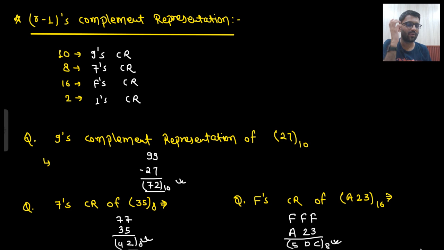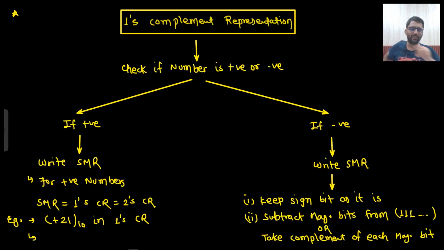What is important? Because our computer will understand binary only, 1 or 0, the important one is 1's complement representation. This is the important part. So you need to check first, what is the procedure? You need to check if the number is positive or negative. If the number is positive, then the signed magnitude representation will be the 1's complement, and it will be the 2's complement as well. So if the number is positive, you don't need to think much. But if the number is negative, then first you will write the sign magnitude representation, then you will keep the sign bit as it is and subtract the rest of the number from 1 1 1 1 1, or you can take the complement of each magnitude bit.